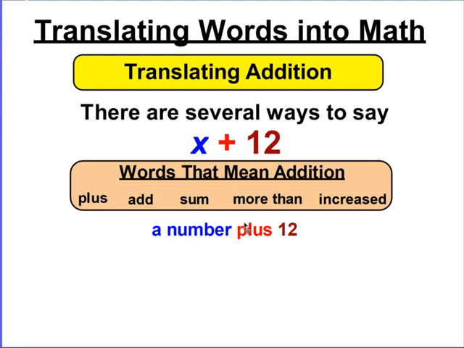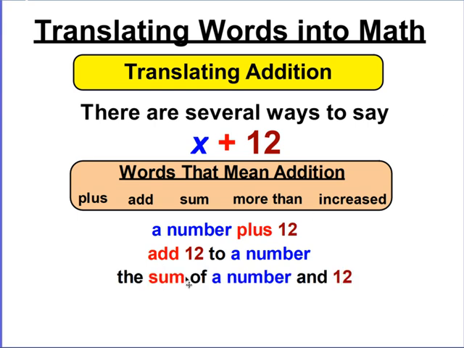a number plus 12, or add 12 to a number, or the sum of a number and 12. It's not the sum of a number plus 12. The word sum means plus, so you don't say it a second time in the sentence. It's the sum of a number and 12, or 12 more than a number. So all those words in red mean to add.